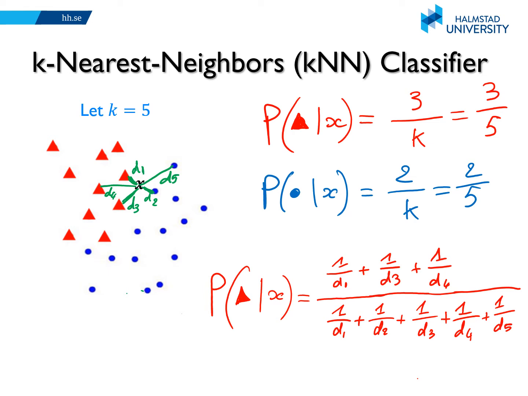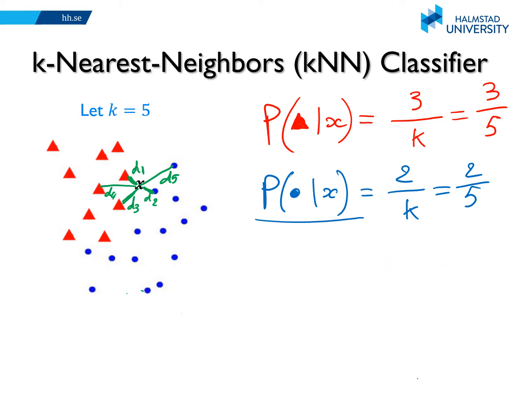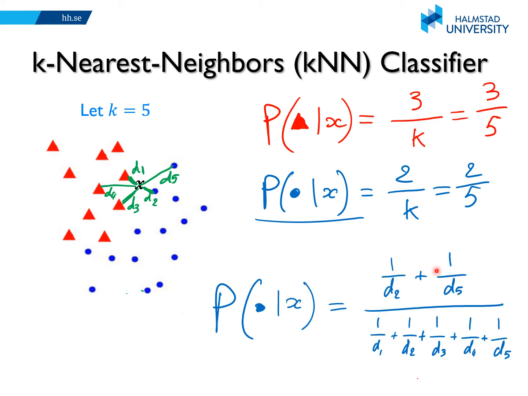So that's the weighted version. And the weighted version for this one is this one. So here we have d2 and d5 because these are d2 and d5, and these are the nearest neighbors to x which belong to the blue class. And same thing, we normalize by the total sum of all similarities. You will get more details about this in the lab.